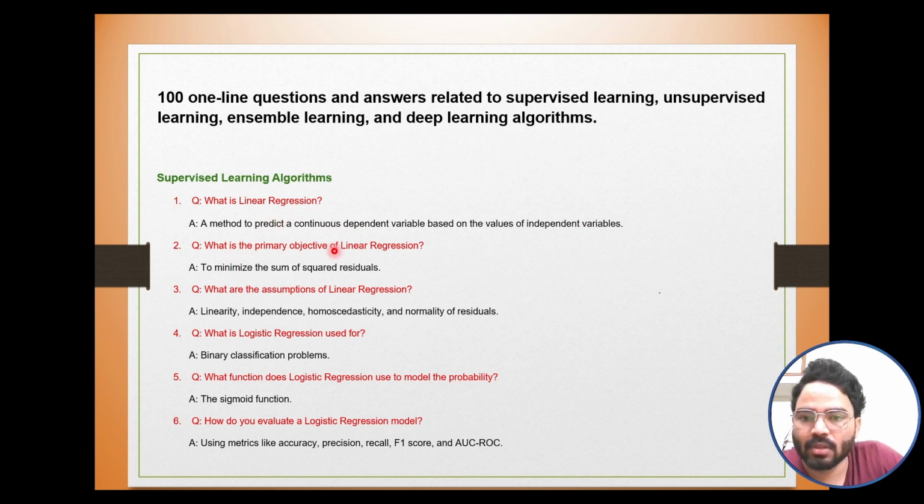The next question is, what is the primary objective of linear regression? We want to fit a single line and then minimize the sum of residuals. So this is the primary objective: to minimize the sum of squares of residuals.